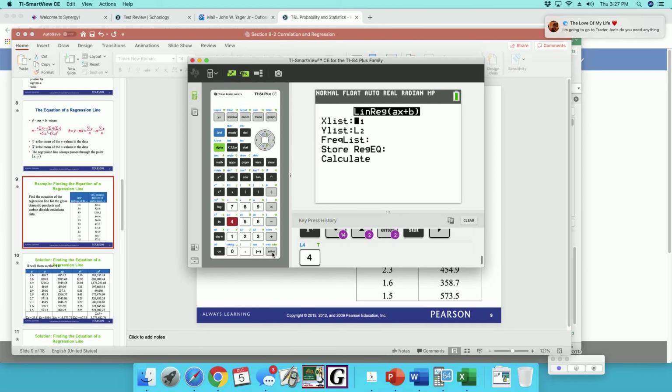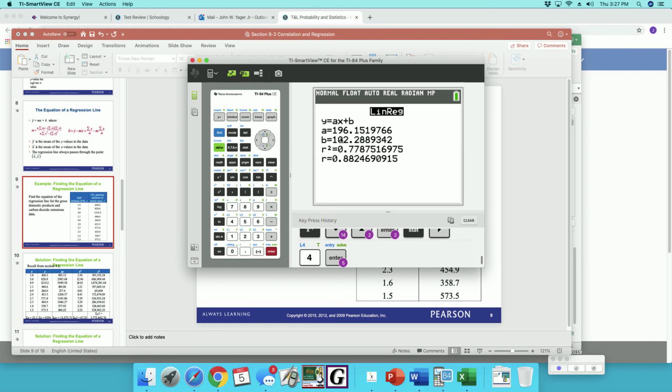Then we're just going to push enter, enter, enter, enter, enter until we have our information. So our slope is 196.1519766, and our y-intercept is 102.2889342. The A goes here in the A. The B goes here in the B. And then you have your equation.